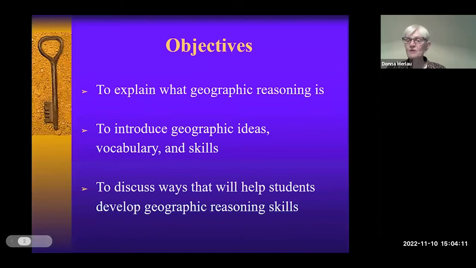So I've got three objectives today: to explain what geographic reasoning is, to introduce geographic ideas, vocabulary, and skills, and to discuss ways that will help students develop geographic reasoning skills. I'm going to blend all three of these as I go, and you'll hear me talk about some of the language and skills as it relates to geographic reasoning, and give you ways that you might have your students execute those.